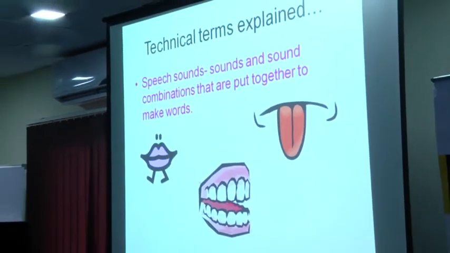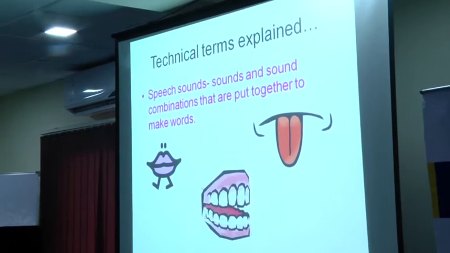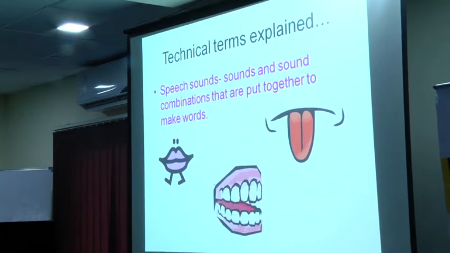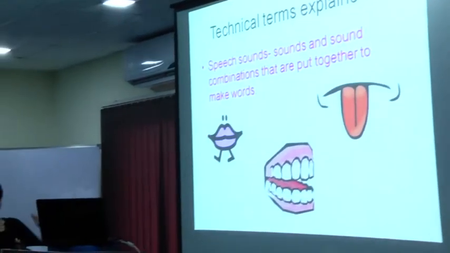So the first one is speech. Speech is defined as sounds and sound combinations that are put together to make words. So for example, in the word cat, you've got the sounds k, a, and t that make the word cat. Okay? There are some structures that help us produce these sounds. So you've got your lips, your teeth, and your tongue. These structures combine together to produce a sound. So in the word cat, the back of your tongue goes up, you produce a k sound, the front of your tongue touches the top of your palate, and you produce the sound t. Okay? So when all these articulators work together, you've got your speech sounds.